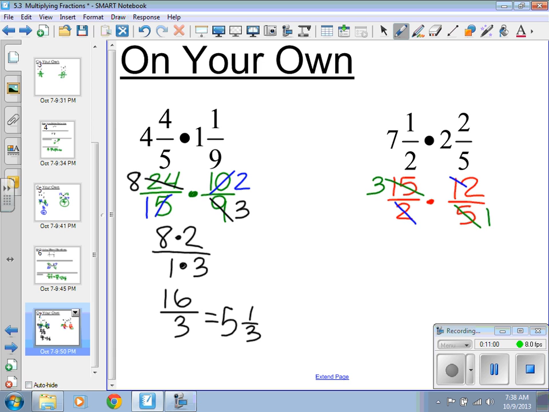2 and 12 both have a factor of 2 in common. 2 divided by 2 is 1. 12 divided by 2 is 6. 3 times 6 over 1 times 1. 3 times 6 is 18. 1 times 1 is 1. 18 is our final answer.